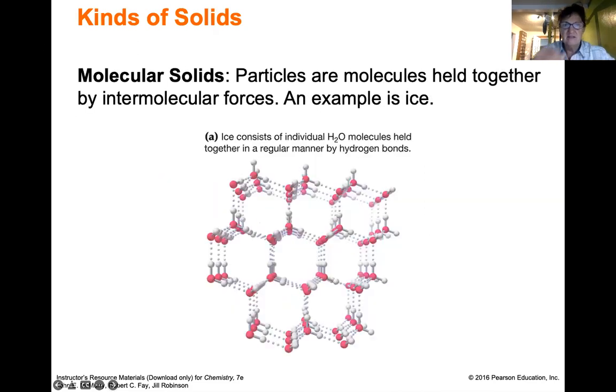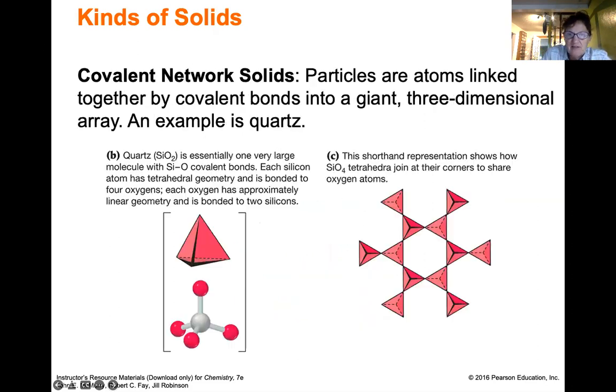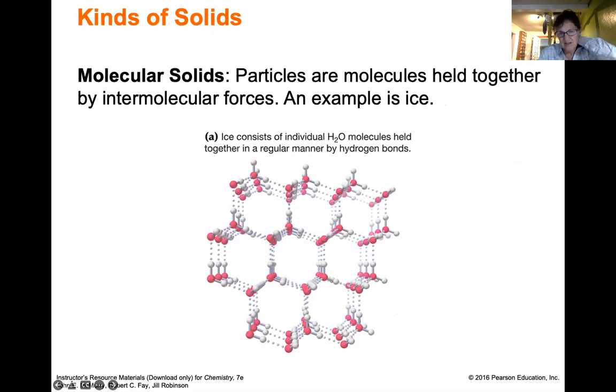So this is a picture of just a molecular solid. It almost looks like a network covalent, which we'll talk about in a minute, but it's not. This is a picture of a whole bunch of water molecules, all hydrogen bonded. So there's a lot of structure to it. It's an example of ice. Covalent network solids look similar to this, but they're not hydrogen bonded.